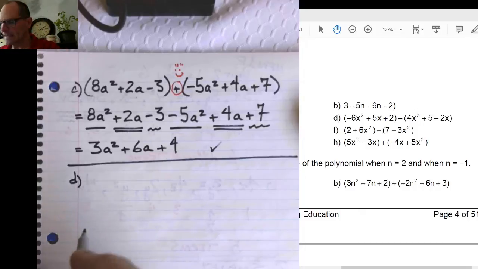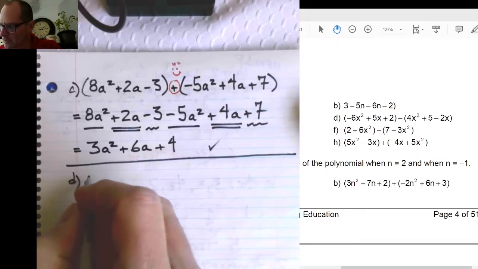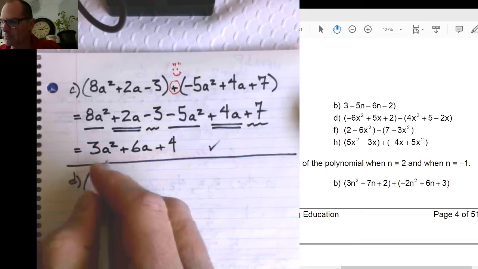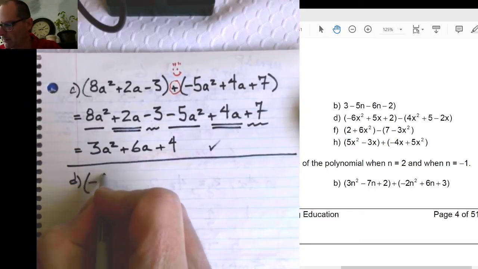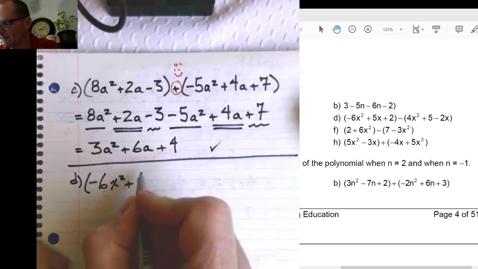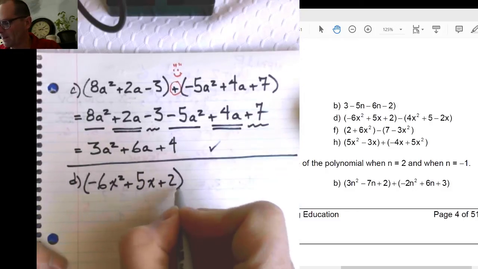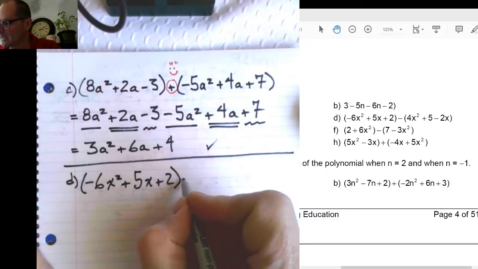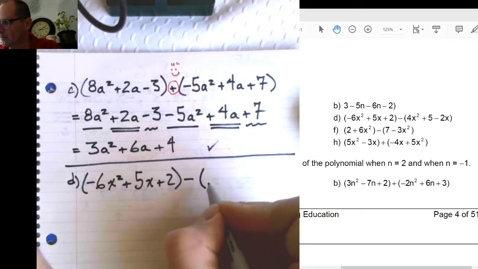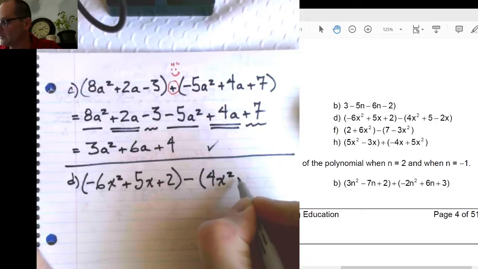Okay, so moving on to D now. Again, we've got two brackets here to start with, and each of them, just like in C, have three terms in each bracket. That's the first bracket. And now the second bracket, there's a minus sign between them, or a negative sign.